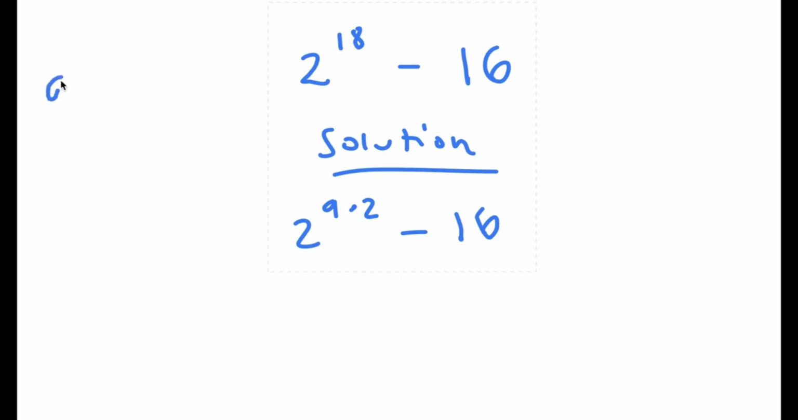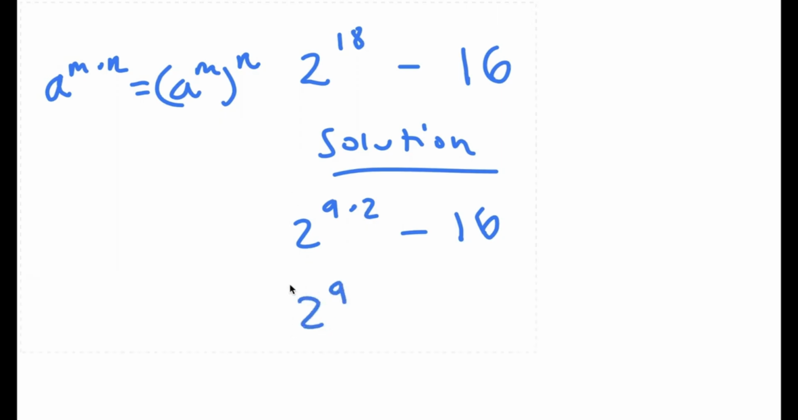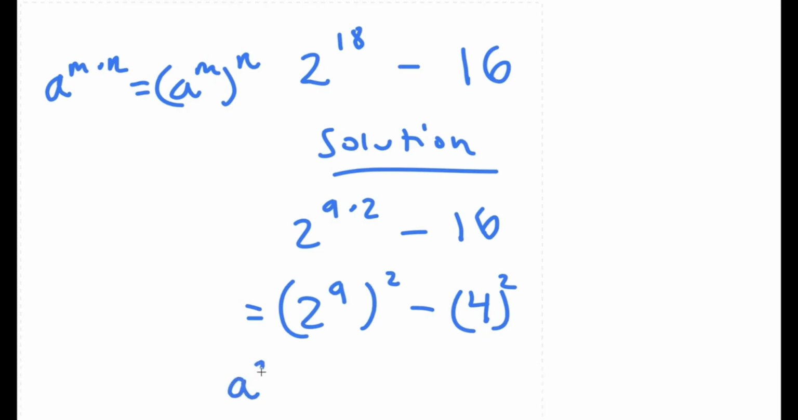Now, if I have something in the form a to the power of m times n, this is equal to a to the power of m to the power of n. So in this case, 2 to the power of 9 times 2, I can write as 2 to the power of 9 to the power of 2. Now I have this minus 16, I'm going to write as 4 to the power of 2. Now, if I have something in the form a squared minus b squared, this is equal to a plus b times a minus b. So let me just clear this up real quick.